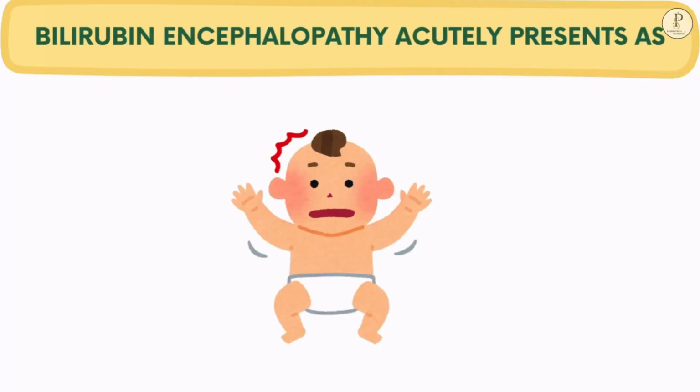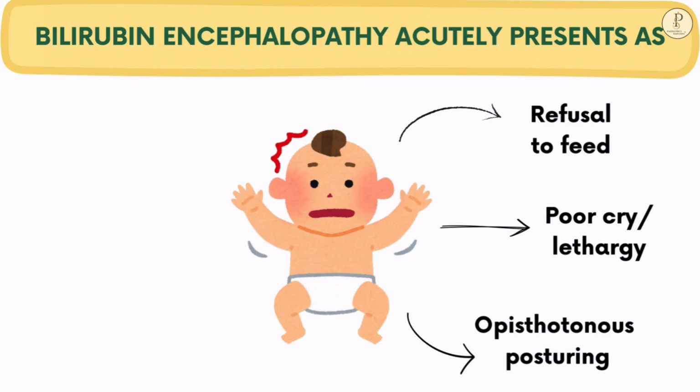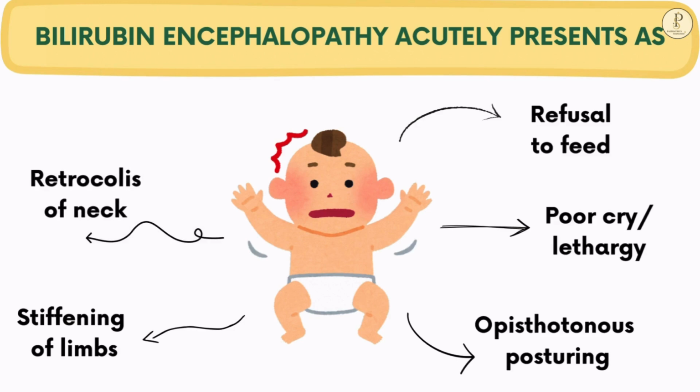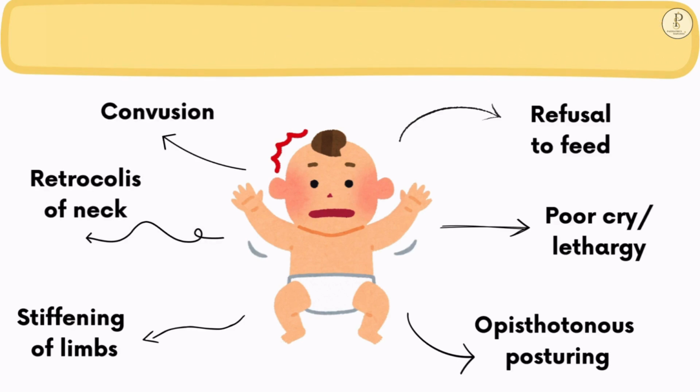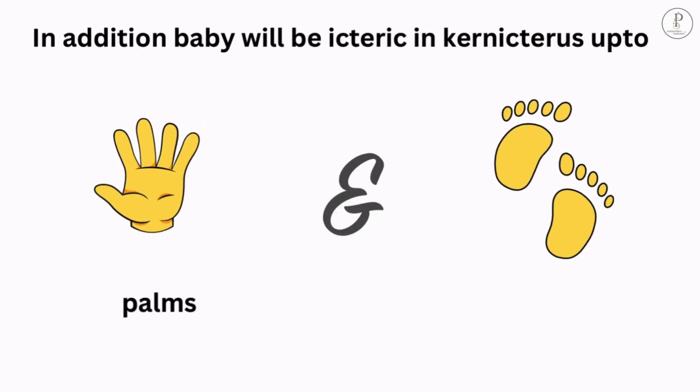Bilirubin encephalopathy acutely presents in a baby as refusal to feed, poor cry or lethargy, opisthotonic posturing, stiffening of limbs, retrocollis of neck, and sometimes convulsion. In addition, baby will be icteric in kernicterus up to palm and sole.